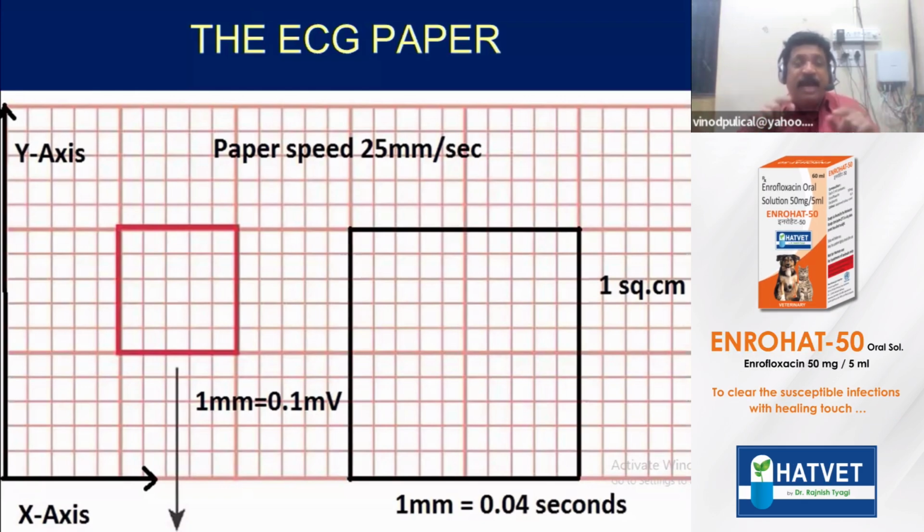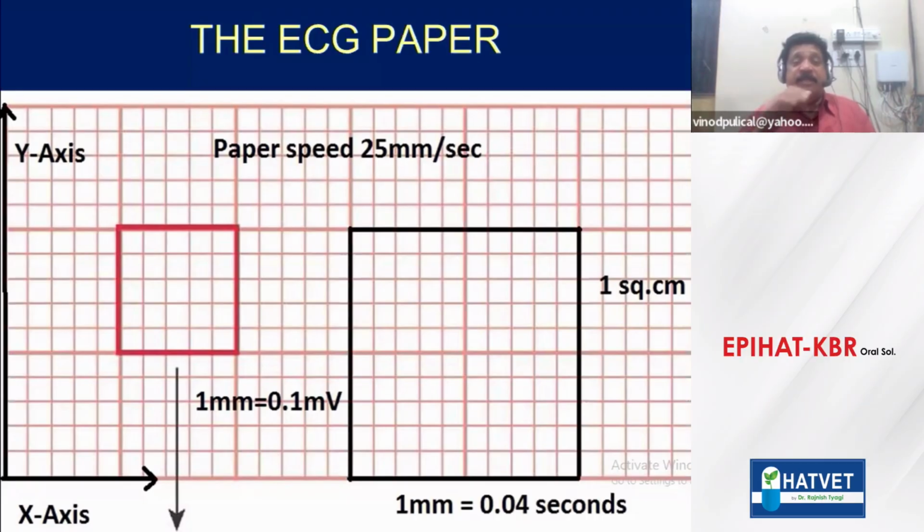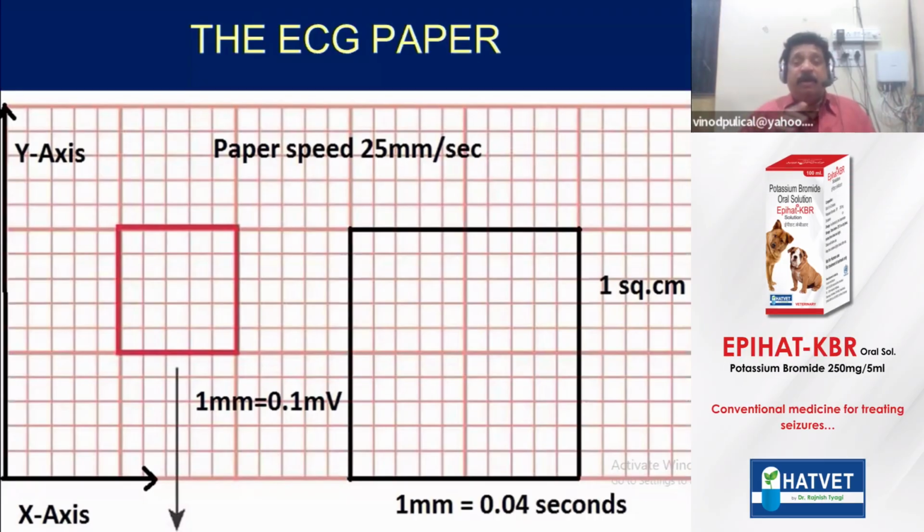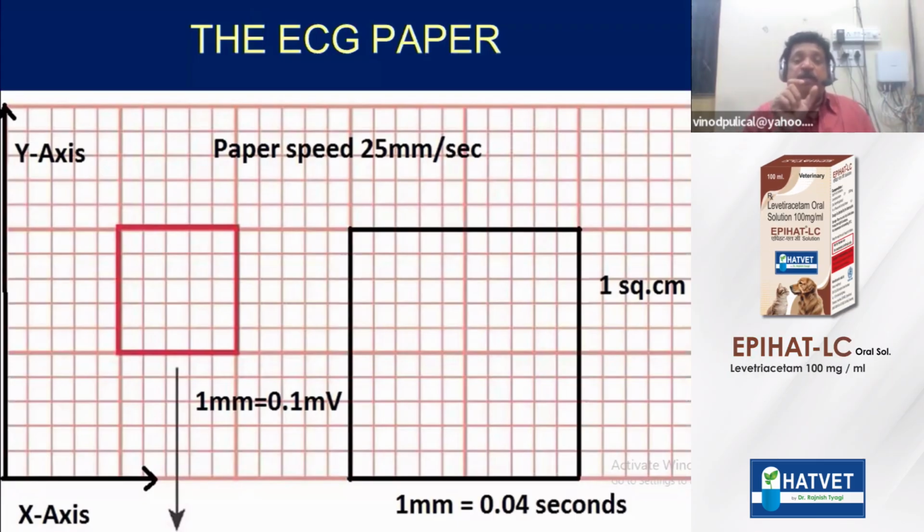Got it? And if the paper speed is 50 millimeter per second, again the arithmetic changes. There is no change in the amplitude, but the speed is changing. It is 1 divided by 50, which is 0.02. So if the paper speed is 50, one small box takes 0.02 seconds to pass through. Got it? You should not forget this. These are basic things.